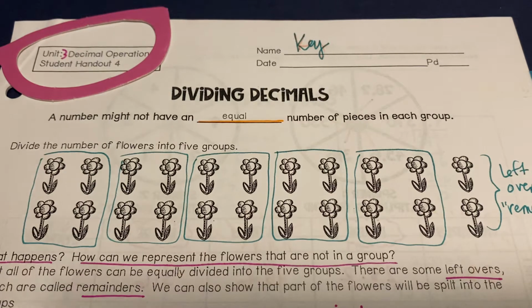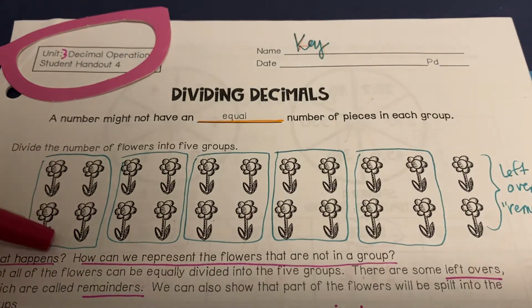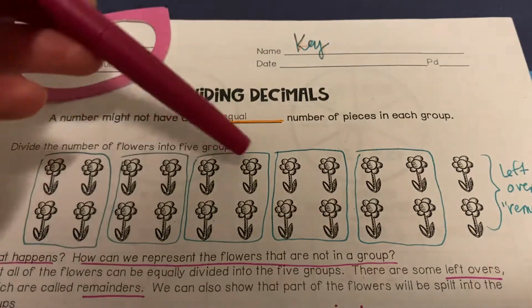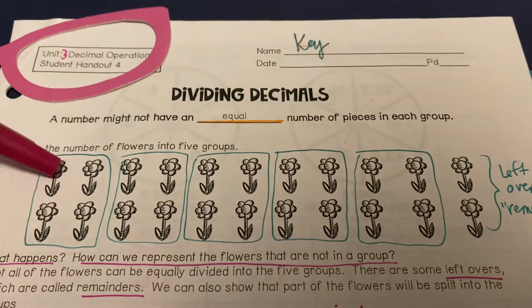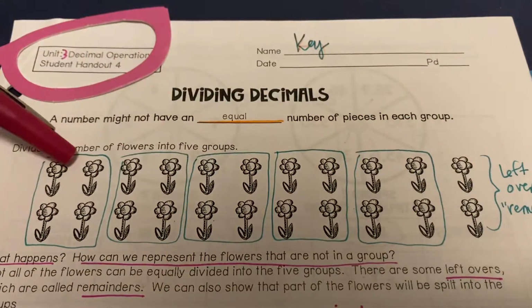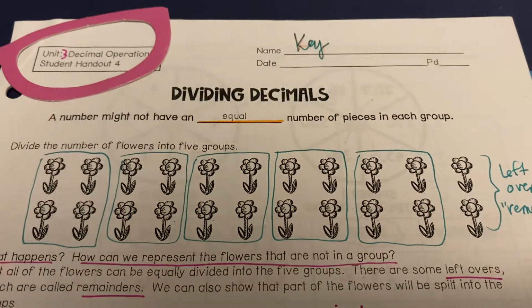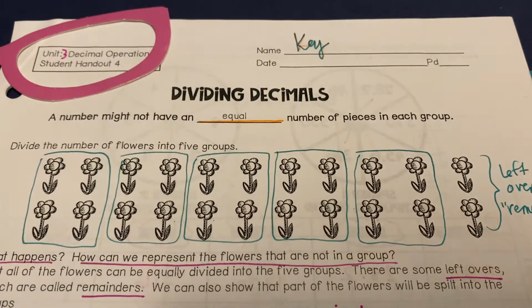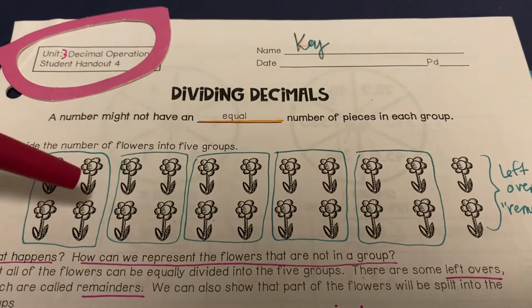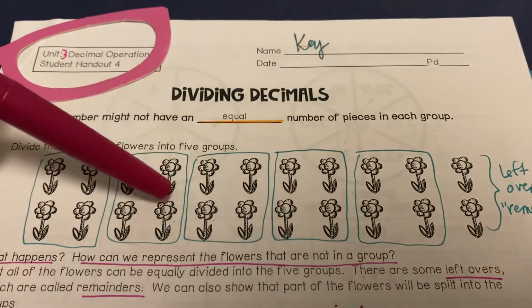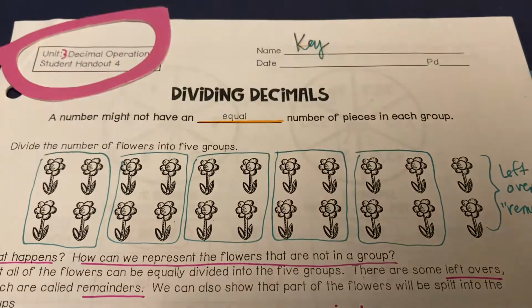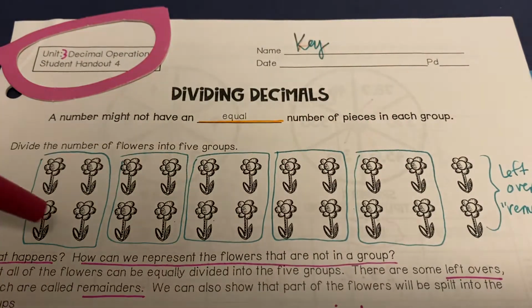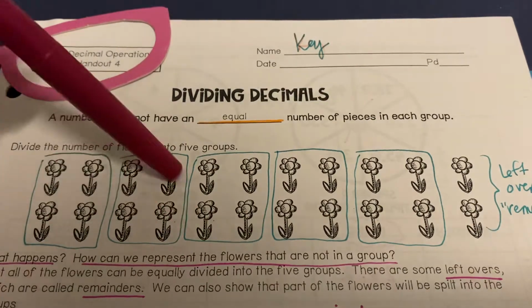So if we notice, we have a total of 2 times 1, 2, 3, 4, 5, 6, 7, 8, 9, 10, 11 flowers. 2 times 11 would be this array. That means it's 22 total flowers. So I know that if I divide 22 by 5, I'm going to have 1, 2, 3, 4, 5 equal groups with 4 flowers in each group.